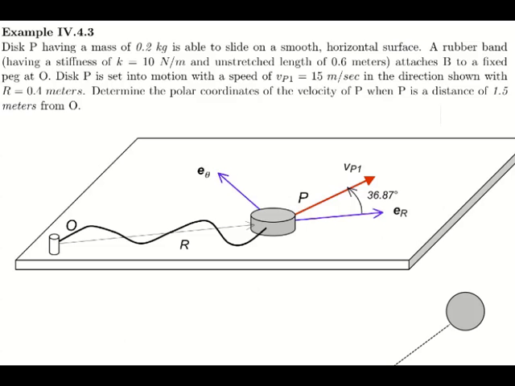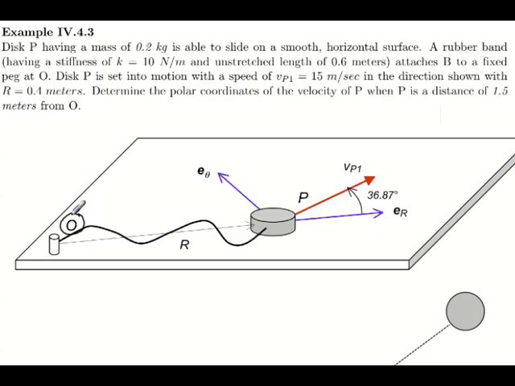Here in this example, we have a disk P, which is able to slide on a smooth horizontal table. Attached to this disk is a cord. The cord's attached to ground back there at point O. And what we know is the cord begins unstretched. And since it's a cord, it can't be compressed, so it's just slack.